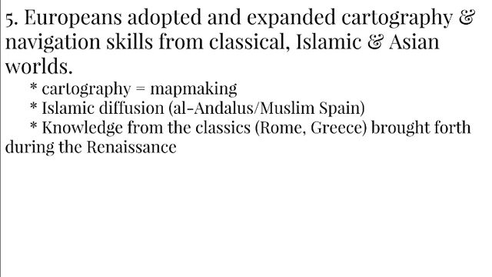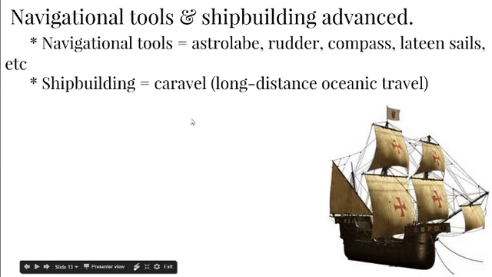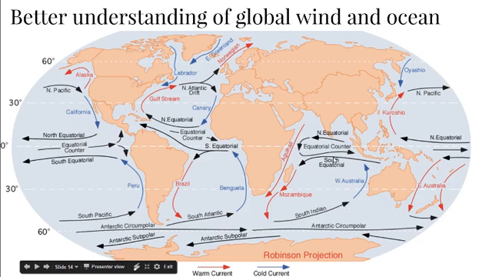So the Europeans are looking back at their Greek and Roman, the classical empires. They're looking at the Islamic advancements and the Asian advancements, and they're going to combine and they're going to diffuse all this knowledge, all this technology, all these maritime navigational tools that came from elsewhere. They're going to combine them all together to create the caravel, right? The elite ship of Europe in the 1400s, right? This is the type of ship that Columbus would have sailed.